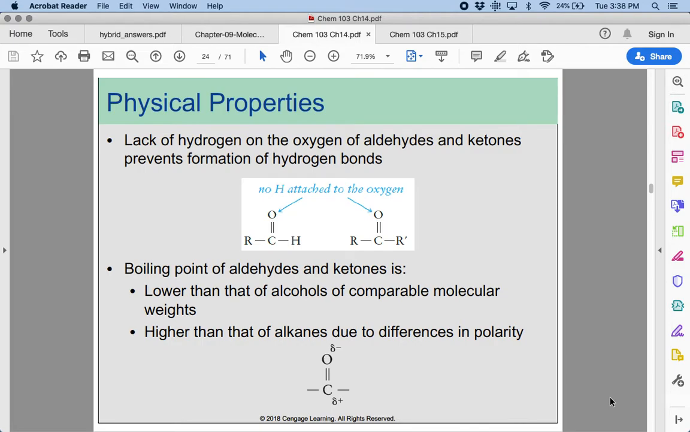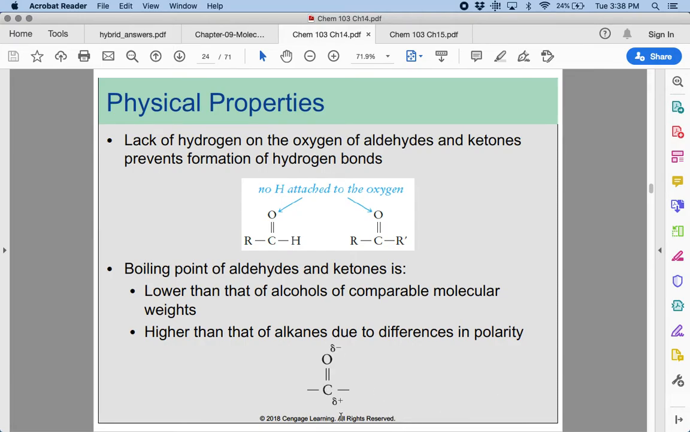So when we look at the physical properties of aldehydes and ketones, we have to be very careful about what we're talking about here. The carbonyl group is not an OH bond. It's a C=O double bond. Now there is an H here, but that H is not directly attached to this O. So in both of these cases, there's no hydrogen bonding occurring here. Because of this, the boiling points of aldehydes and ketones are going to be lower than alcohols of similar weights.